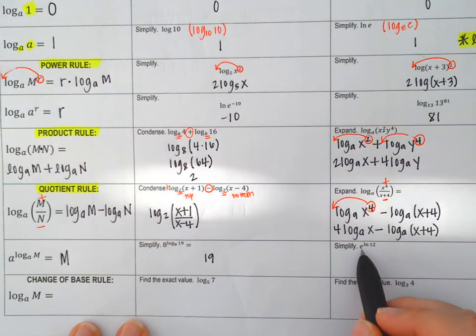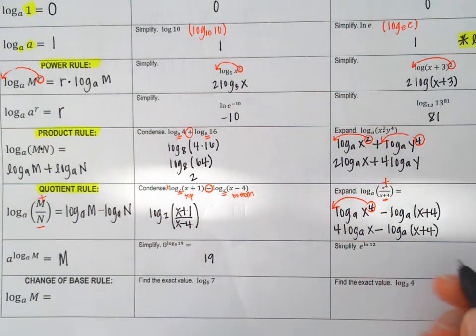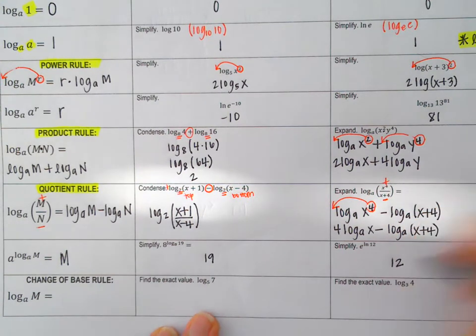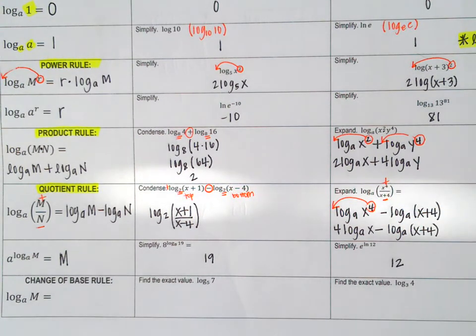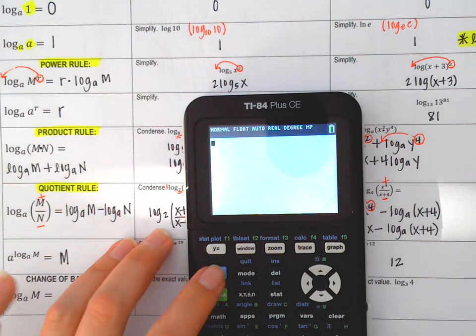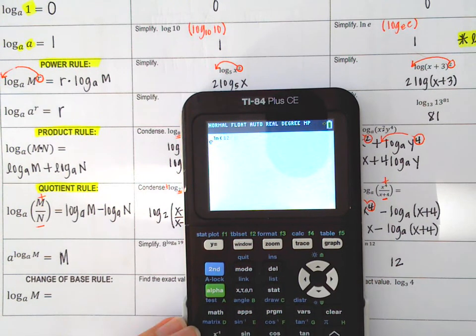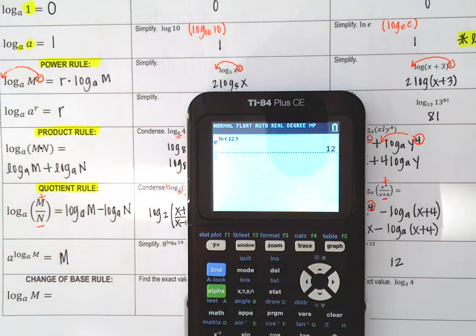This one, the base and the base, we know the base is the same here, right? Because the base of ln is e, and so it's going to simplify to be 12. We can double check that too. I can go into my calculator and double check. So e to the ln of 12, what is it going to simplify to be? 12.